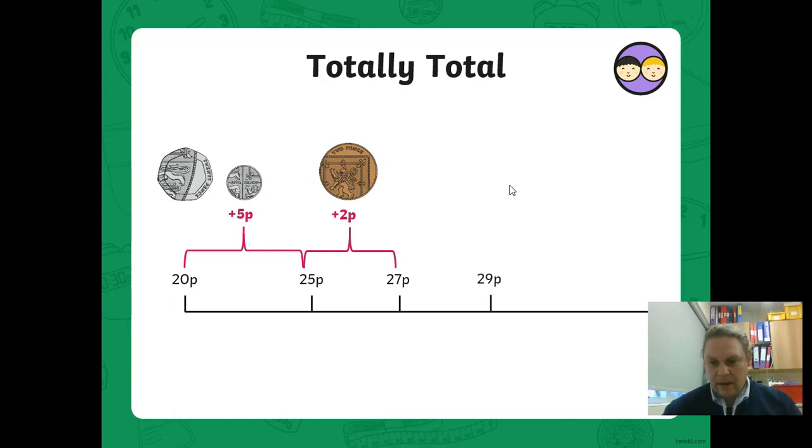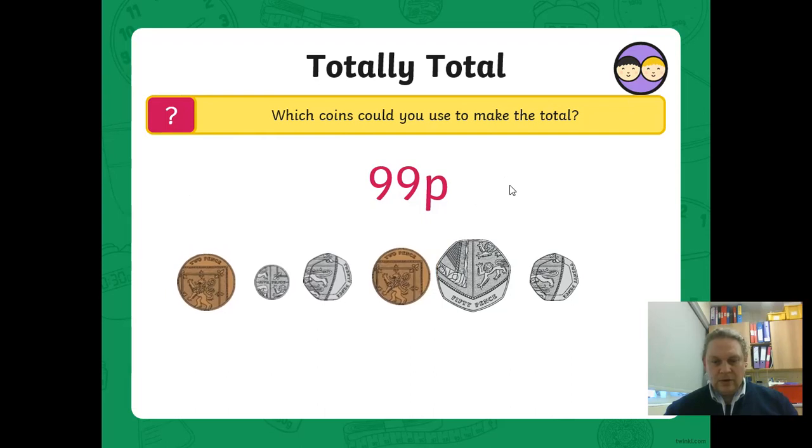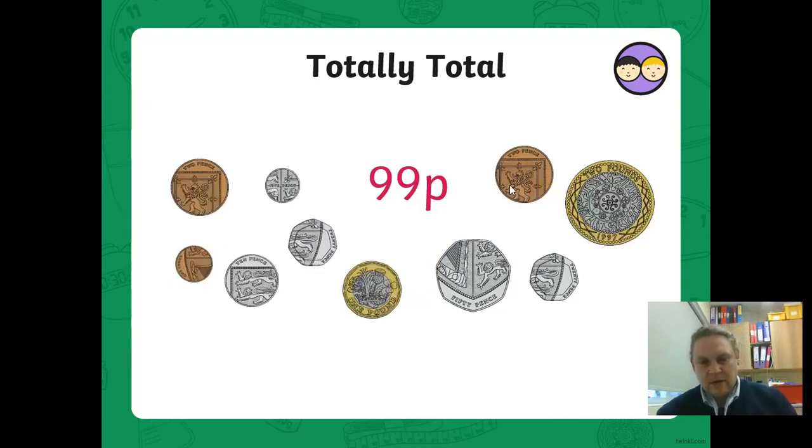Okay, and how many more do we need to get to 29p? So we went from 25, 26, 27, and then we need 28, 29, so it's going to be another 2p to get to 29p. Okay, so they're the coins that we need. Right, let's have a look at another one, and it's showing us straight away the coins that we need, but let's go back to this part.